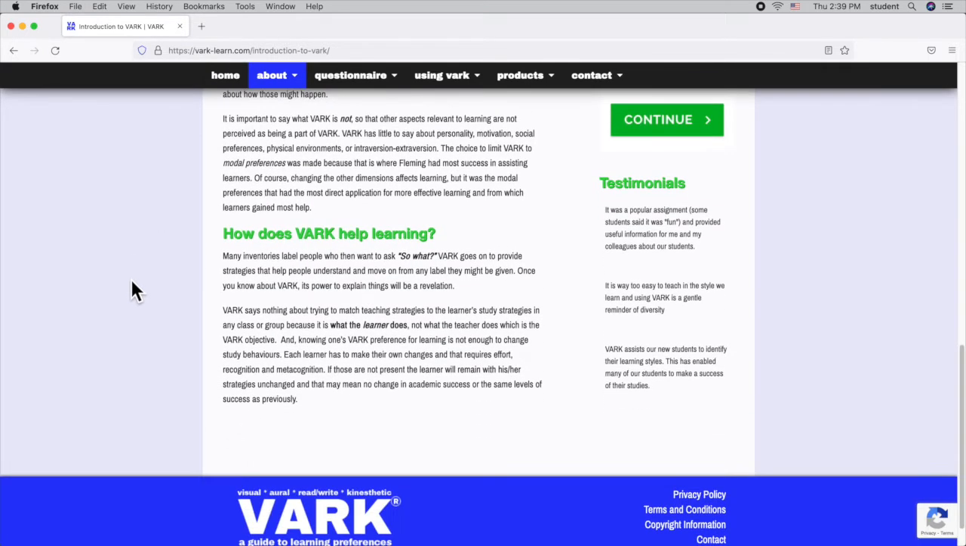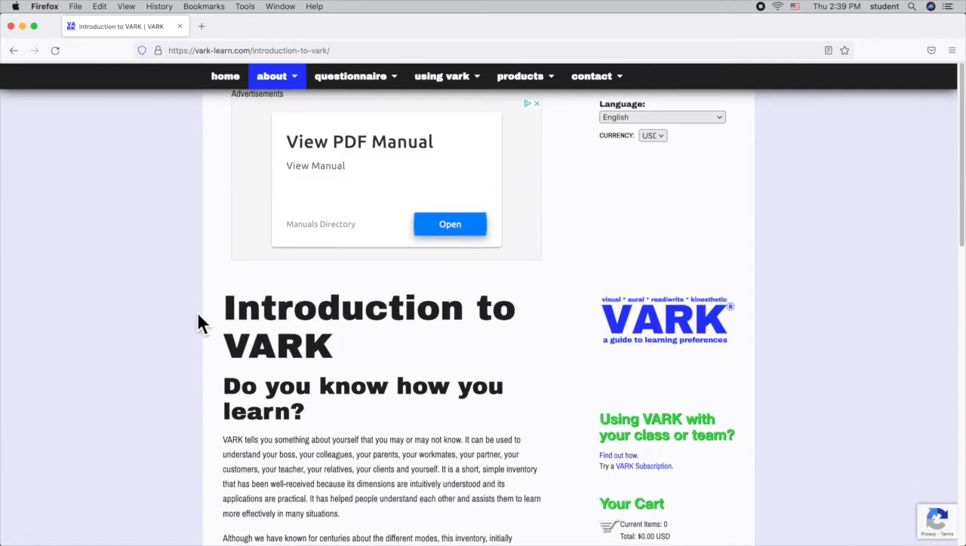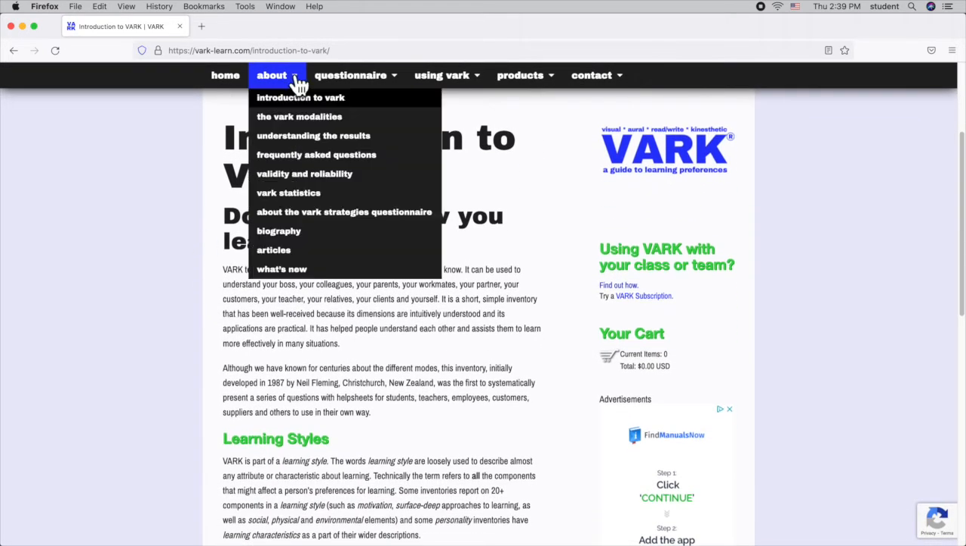So how does it help with learning? So many inventories label us, providing different strategies to help us learn. So how does a learner know how to learn? And how does a teacher or instructor know different learning styles? So everyone is different on how they absorb and retain information and different lessons. So this is a good resource if you haven't used this before.